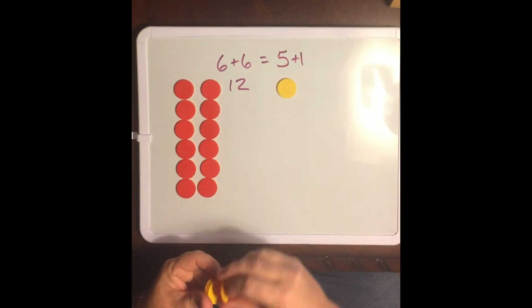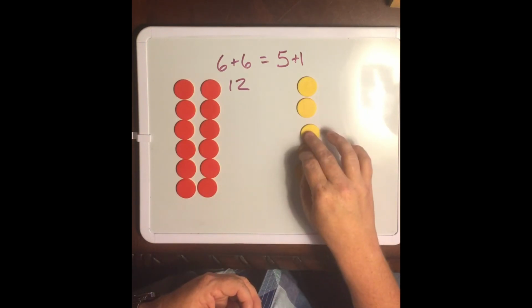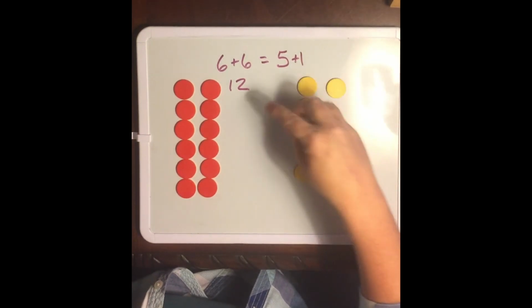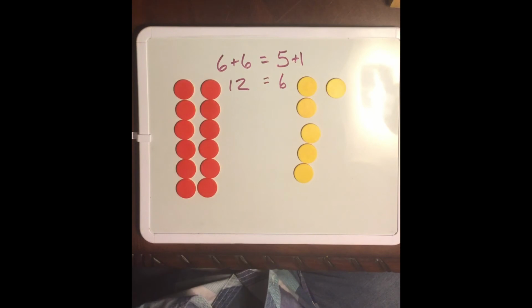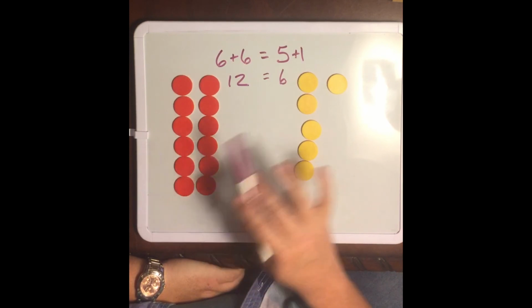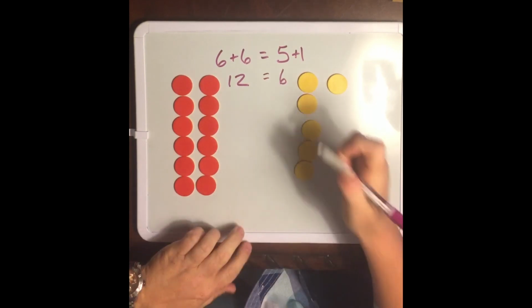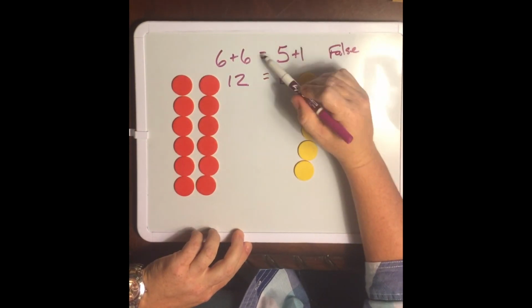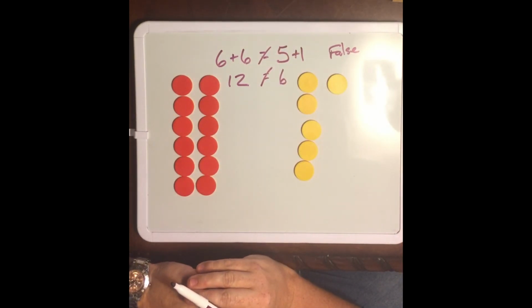Now, on the right-hand side, I'm going to place 5. 1, 2, 3, 4, 5. And then add the 1 more for the 1. Then we have 5 plus 1 is 6. Okay, so is 12 the same as 6? No, it is not. Therefore, this equation is false or not equal. When something is not equal, you place a slash through the equal sign. That way, you can tell it is false. So remember to put a slash through the equal sign to show that the equation is not equal.